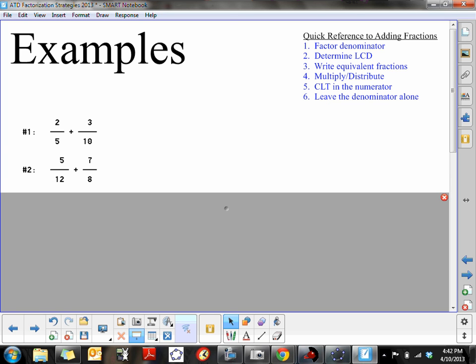I'm going to show you a second example. First thing I'm going to do is get it completely factored. So 5 over 12 is 2 times 2 times 3, plus 7 over 8 completely factored is 2 times 2 times 2. So the first thing I'm going to do is determine what the common denominator is. To determine the common denominator, I look at all the things they have in common.